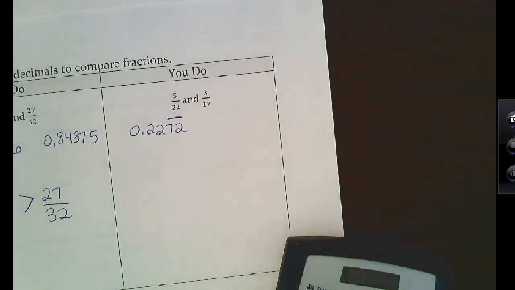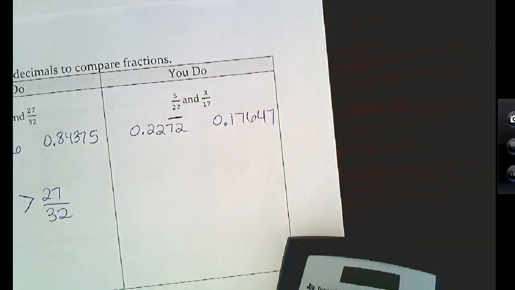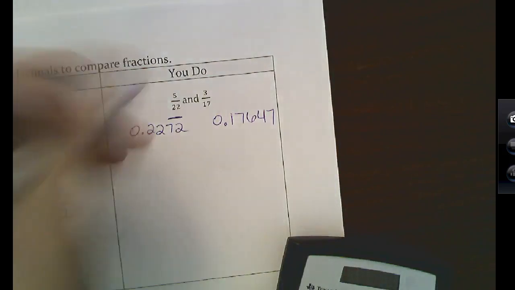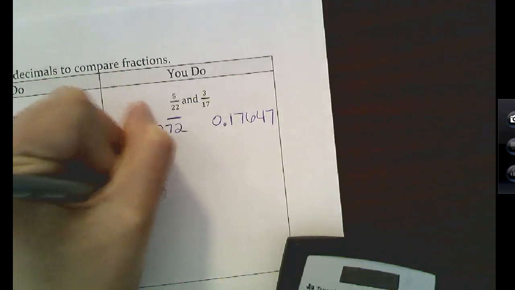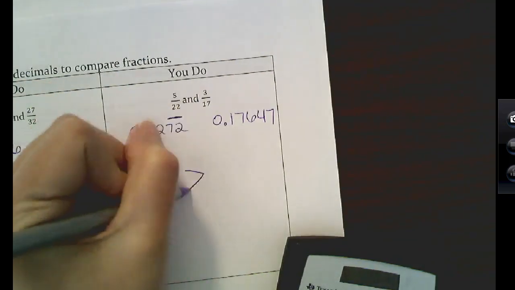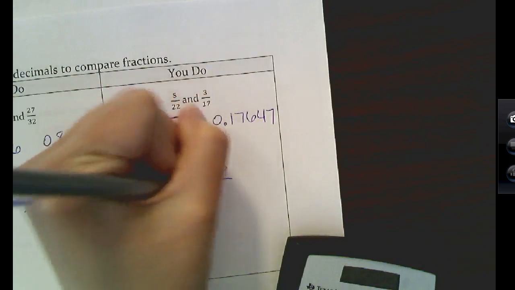And then I want you to type into your calculator 3 divided by 17. And I'm getting 0.17647. And I'll just stop there because that one doesn't repeat. Which one's bigger, the 0.2 or the 0.1? 0.2. So we could say that 5 out of 22 is greater than 3 out of 17.